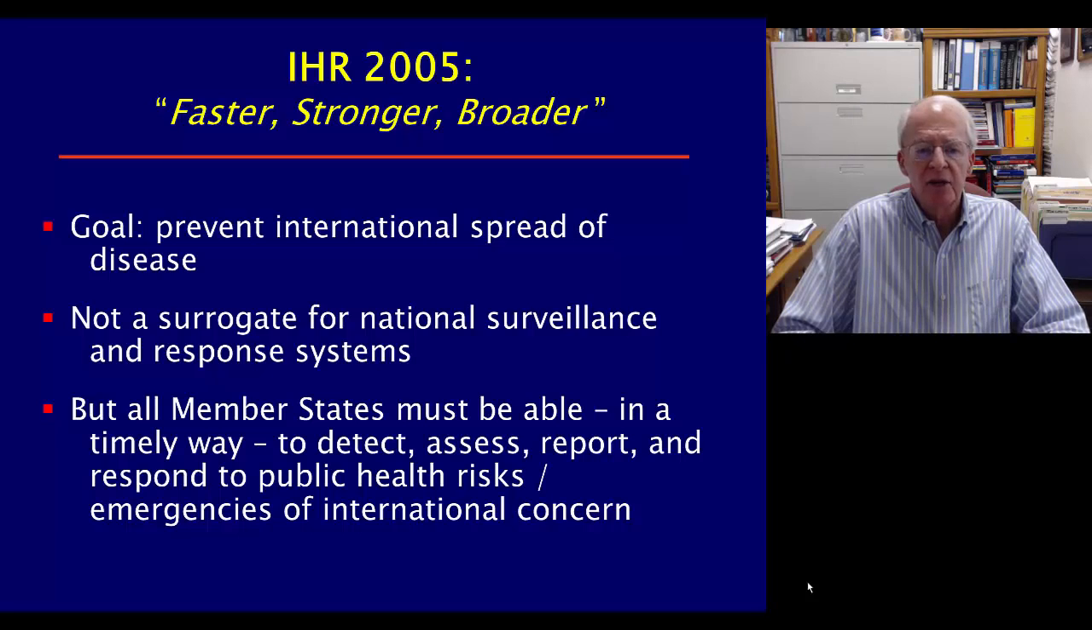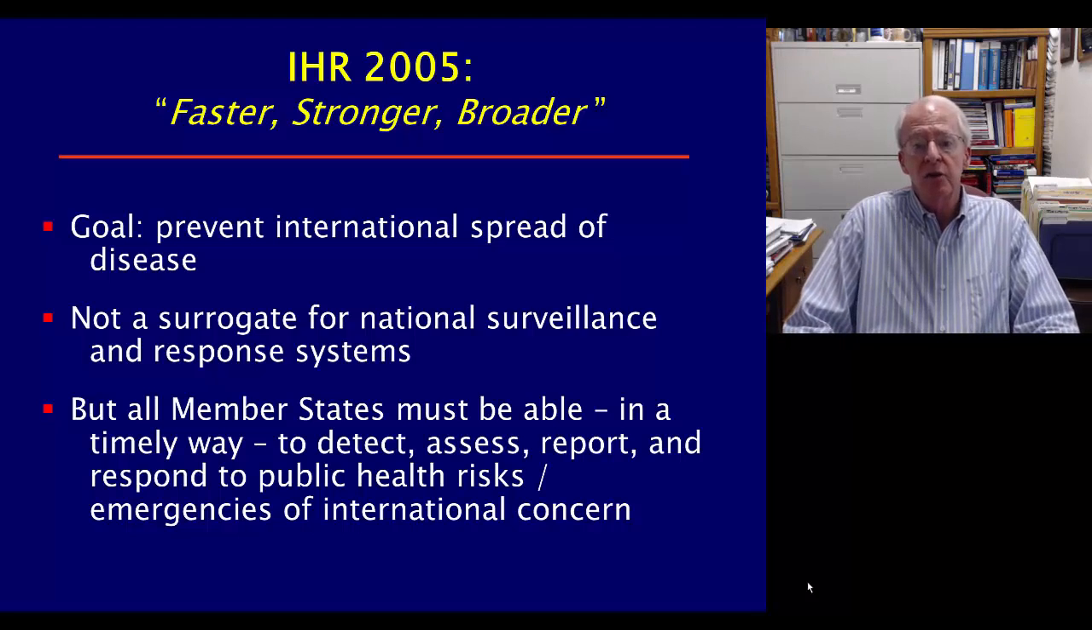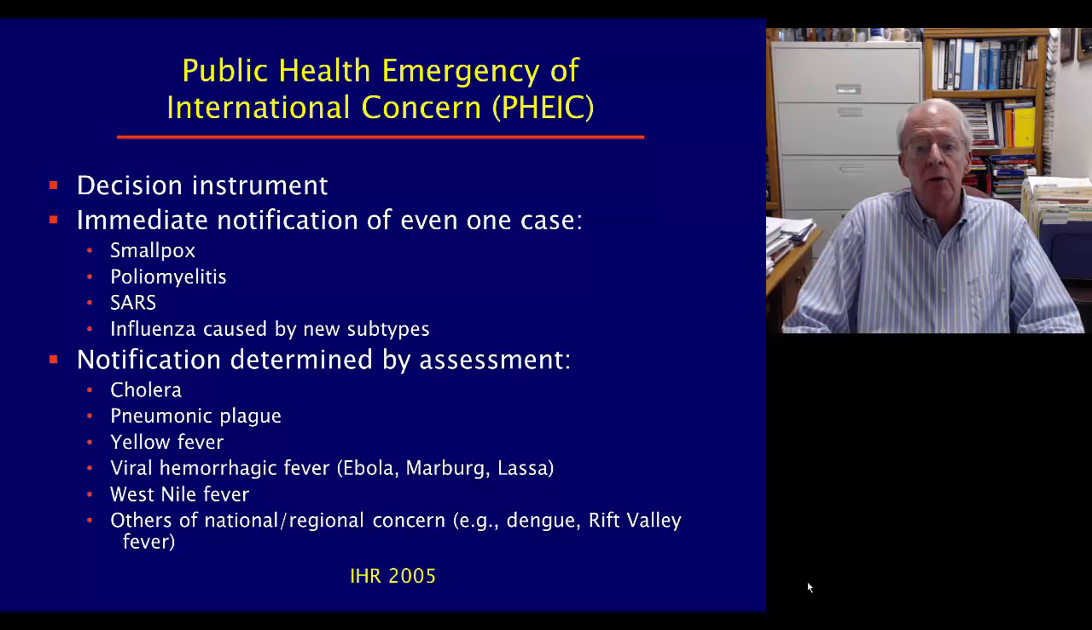WHO has emphasized that it should not be considered as a surrogate for or a replacement for national surveillance and response systems. But it does require that all member states must be able in a timely way to detect, assess, report, and respond to public health risks and emergencies of potential international concern. Now, obviously, in today's world, the ability of different countries to do that in an effective, timely way is highly variable.